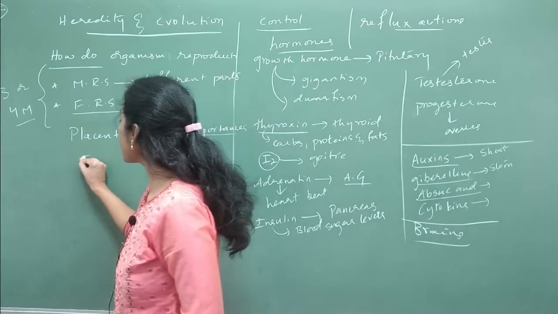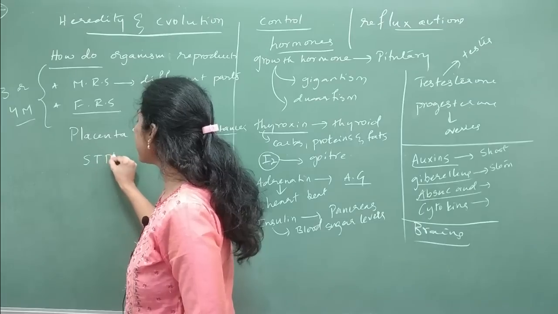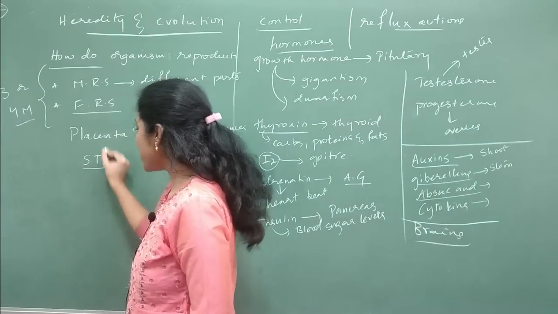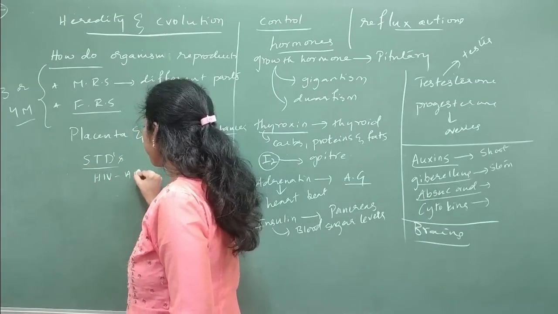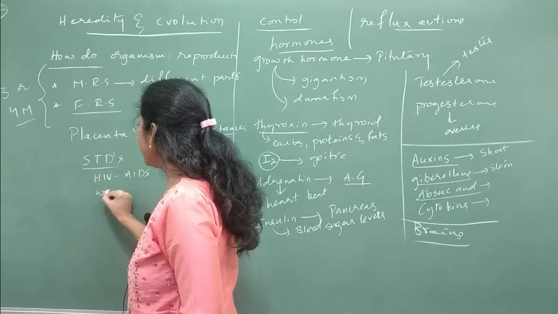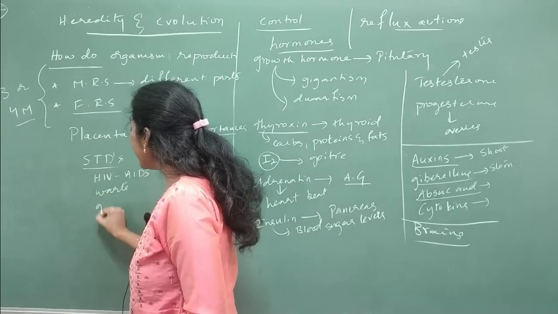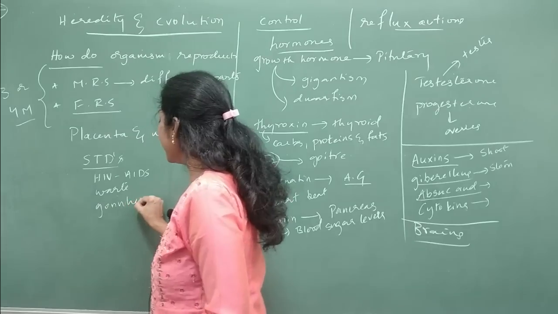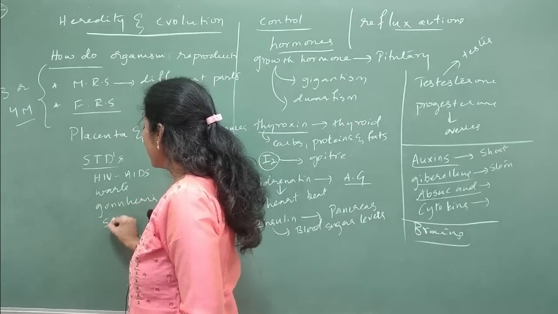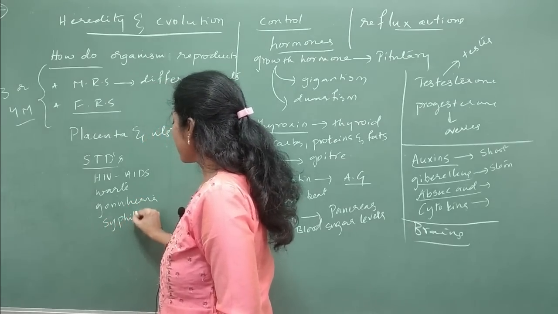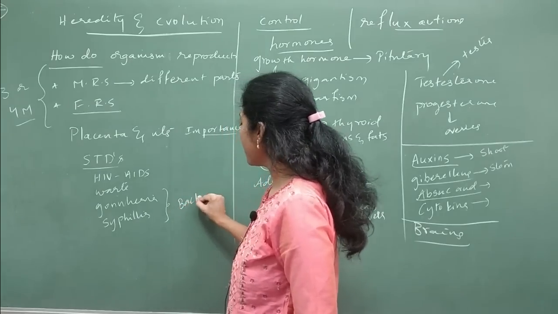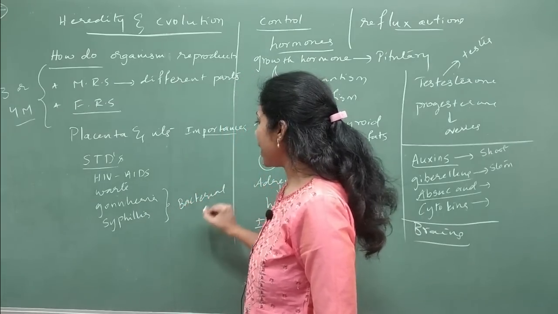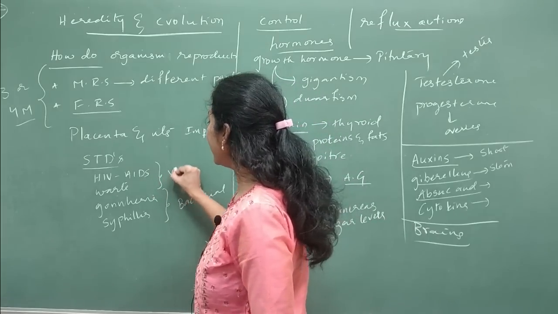And later, sexually transmitted diseases, don't forget to study. You just have 4 diseases. One is HIV/AIDS, then genital warts, gonorrhea and syphilis. Gonorrhea and syphilis are bacterial diseases. For MCQs they may ask you, and these two are viral diseases.